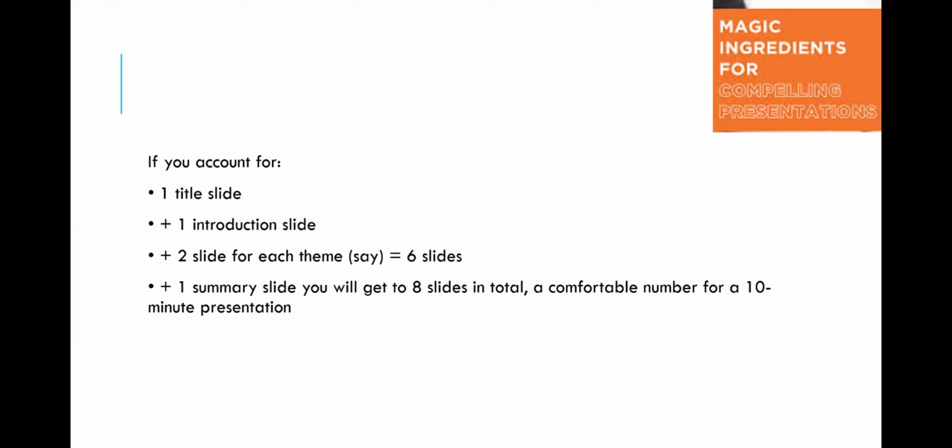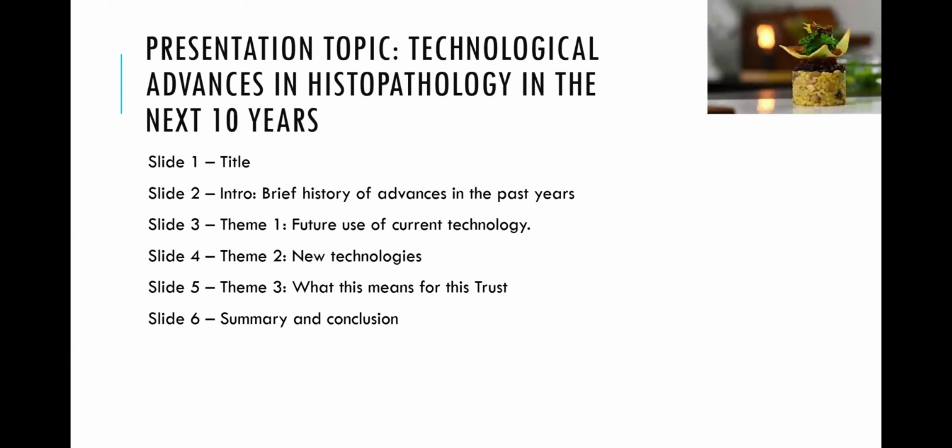If you are giving a 10 minute presentation, one should be the title slide, one should be the summary slide, and one should be the introductory slide, and 2 slides for each theme. So maximum cover 2 to 3 themes in your presentation. Don't go overboard and try to capture everything.